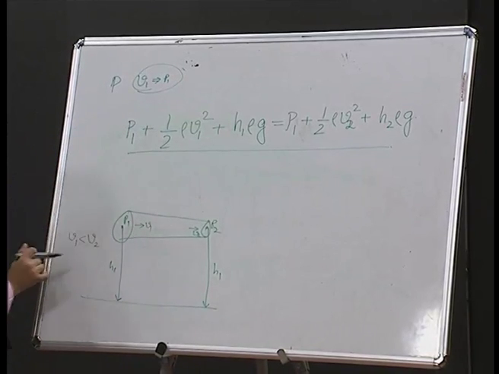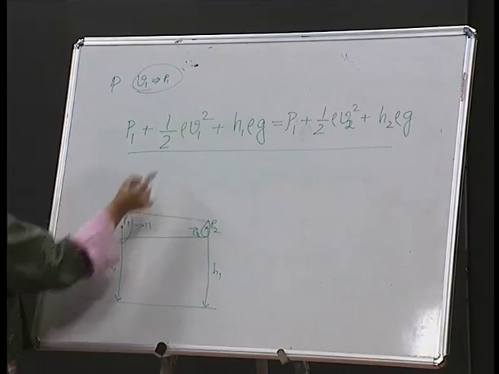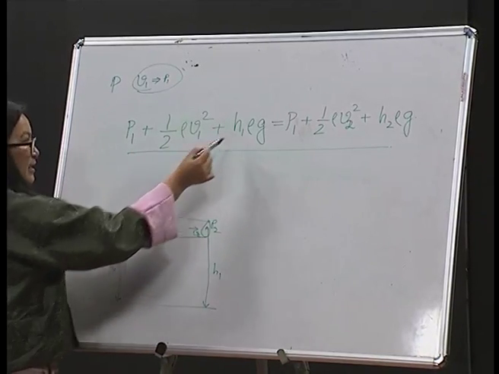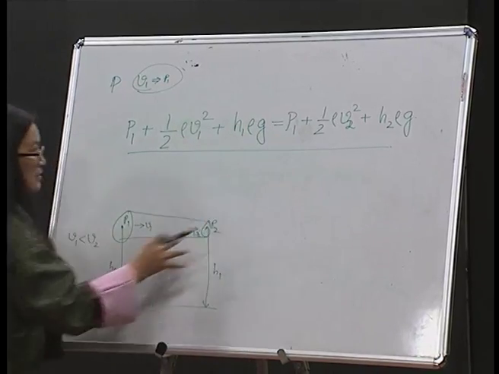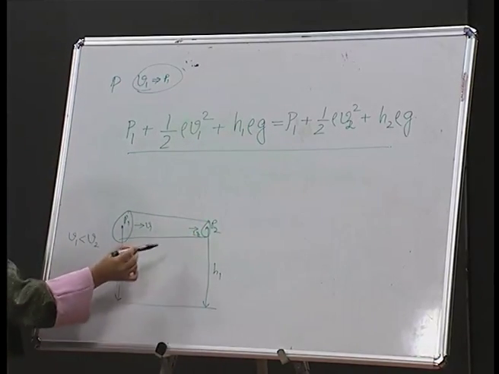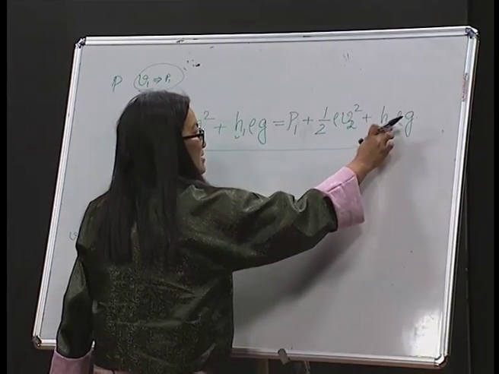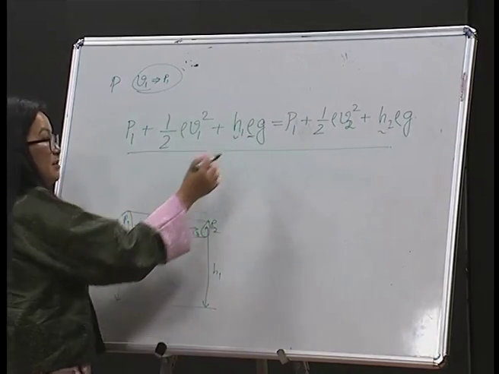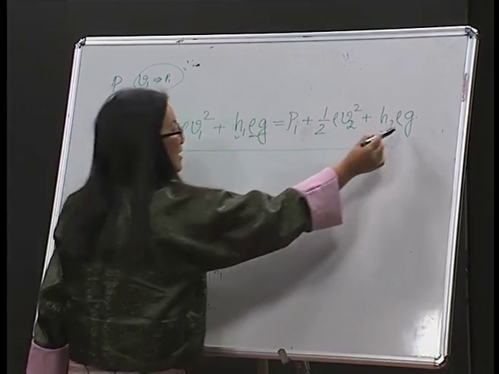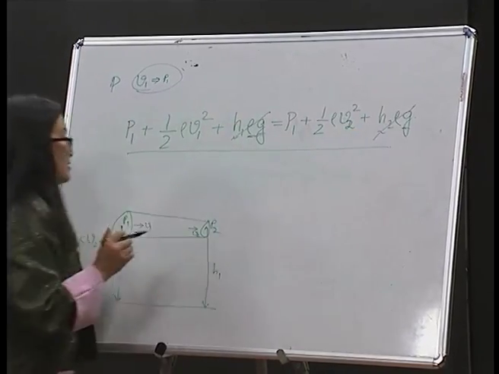From this equation, P1 is here, half density V1 is this one, then H is for this side, and the rest of the thing is for the other side. Now, since height is same, replace 2 by 1: height is same, density of the liquid is same, acceleration due to gravity is same. So, this value is same, so this will be cancelled.